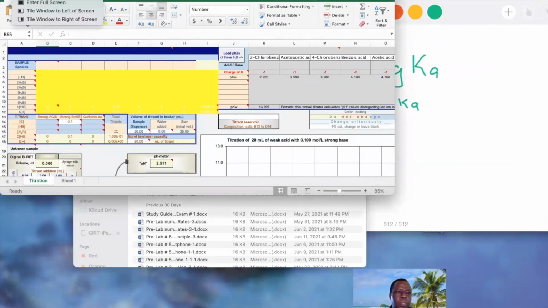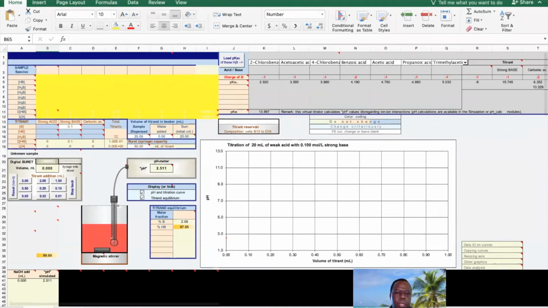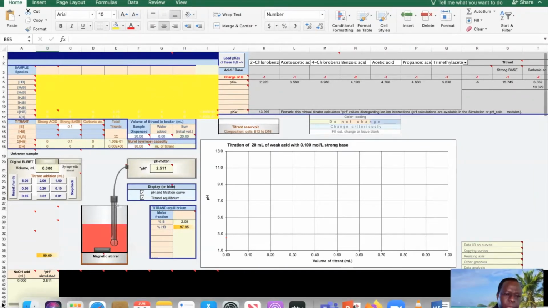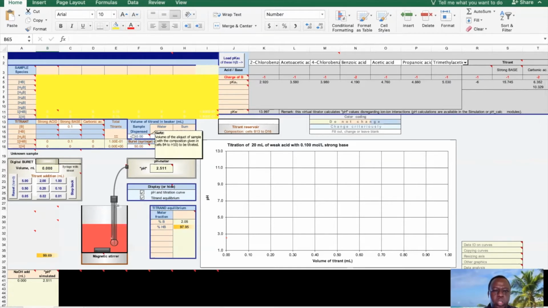So now what you're seeing is the spreadsheet of the simulation of titration. I had to blow it up because, you know, if I split the screen into two, you may not be in a position to read.